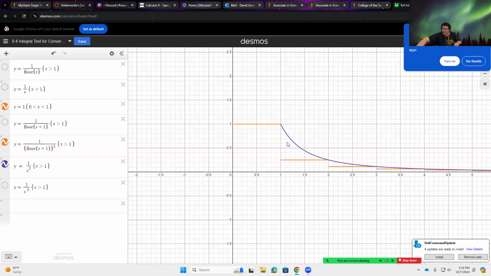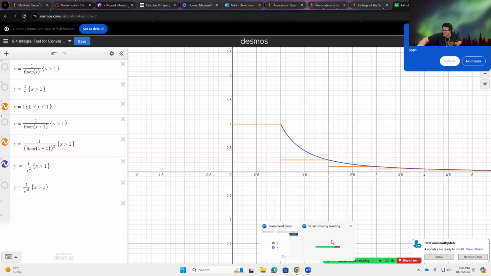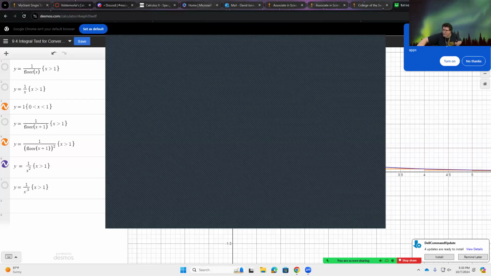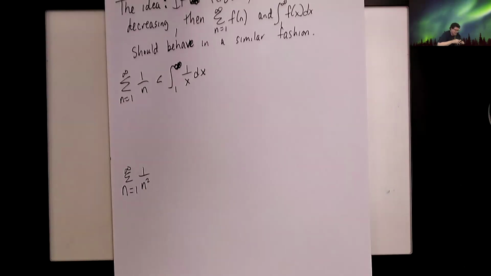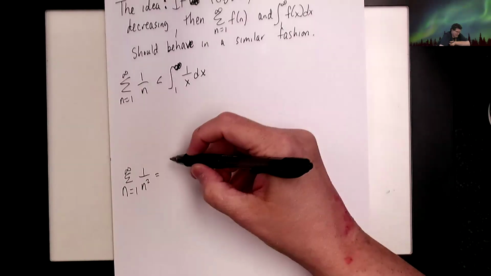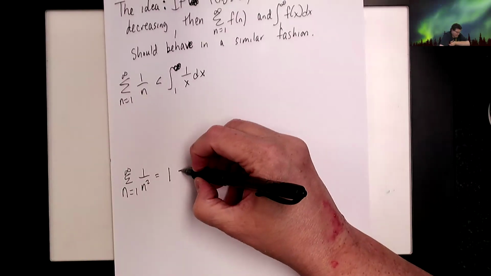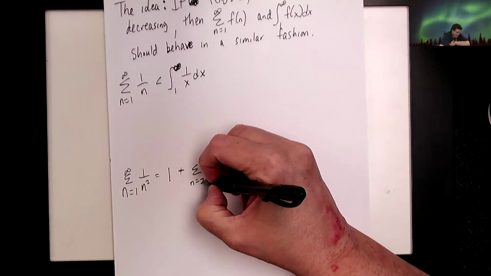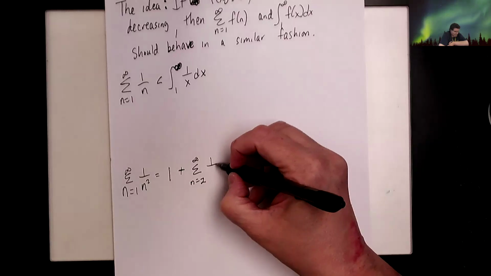That's the 1 over n cubed for n equals 3. This is about 1/9. 1 over n to the 4th is 1/16. So back to the sum. I'm going to write this one as 1 plus the sum from n equals 2 to infinity, because that's what the integral looked like, of 1 over n squared.